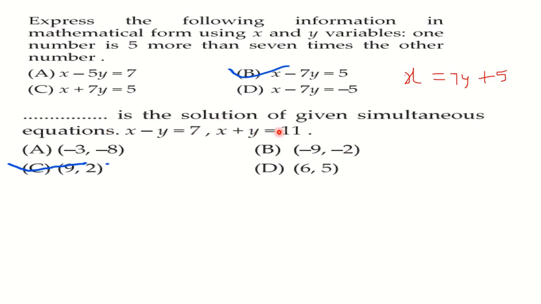Dash is the solution of given simultaneous equations. Two equations are given and you have to find the solution. Now you know various methods. Elimination by equating coefficients, or simply you can use your logic here, or you can go for the trial and error method. See, x minus y is 7. That means the difference between those two numbers is 7. So here you will find that the difference is not 7. Here it is not 7. So these options are discarded.